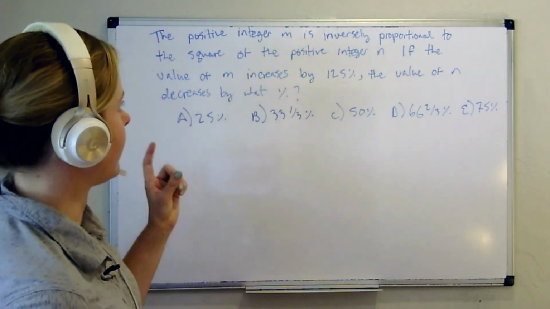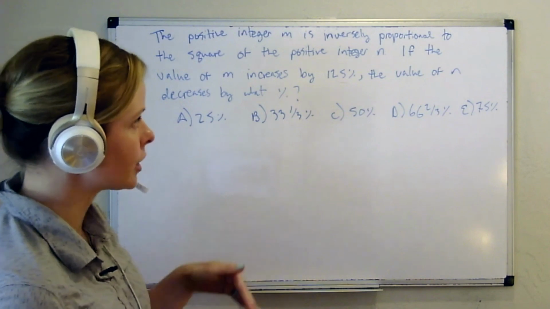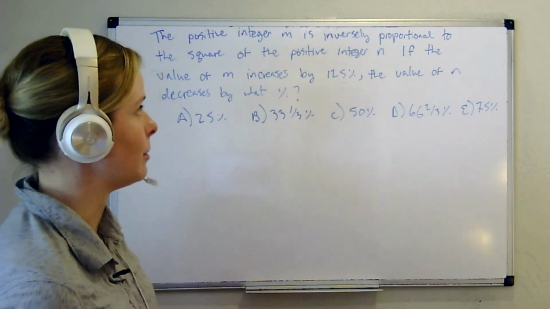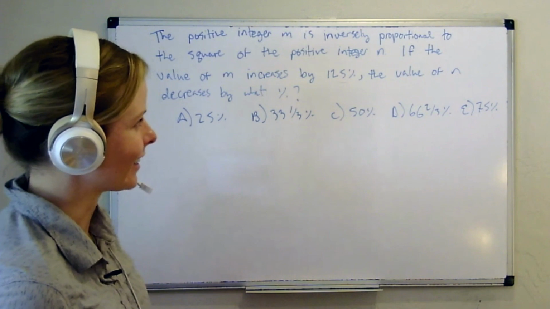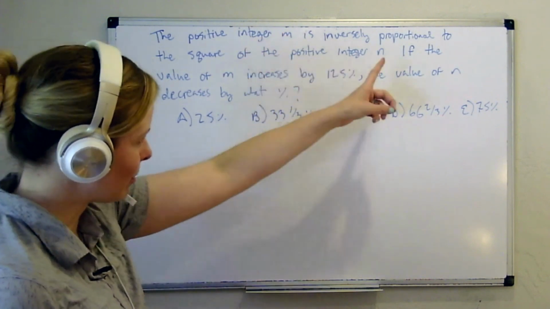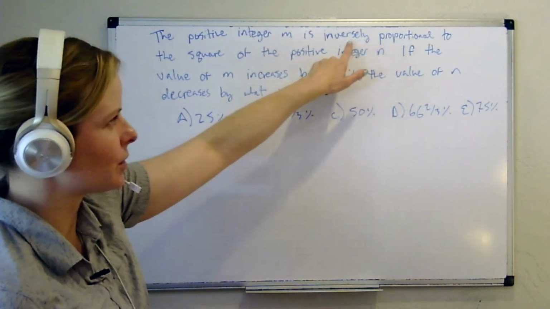So first of all, we learned that positive integer m is inversely proportional to the square of the positive integer n. Ugh, yikes. There's a couple things going on here, right? First is this word inversely.